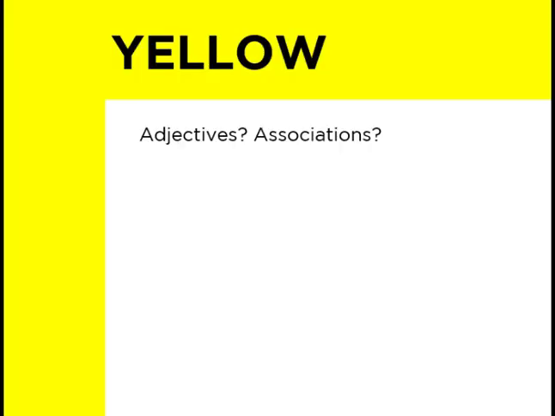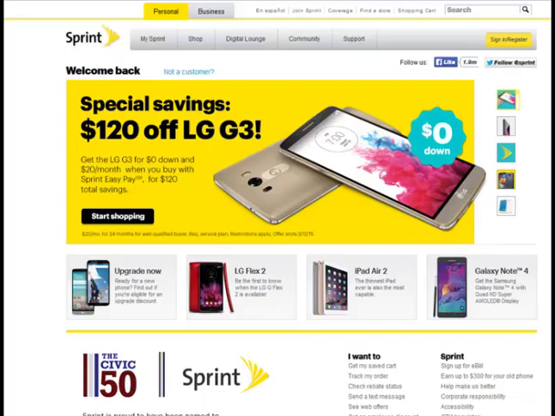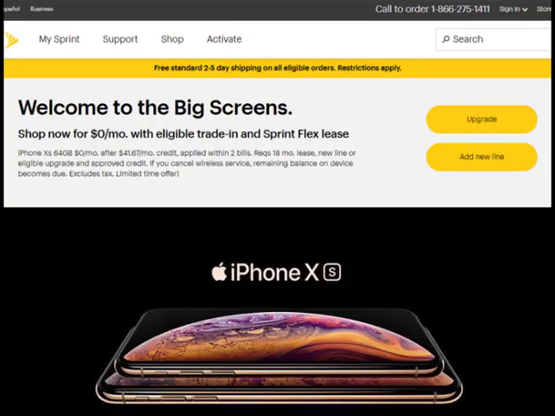What about yellow? What adjectives or associations does yellow bring to mind? Yellow generally, although again this differs across cultures and definitely differs based on the shade or hue, but yellow in Western culture is associated often with cheer and happiness, with energy and optimism. It can sometimes be associated with caution. Before Sprint merged with T-Mobile, the company leaned on the yellow in their logo across their web content, both in earlier versions of their site and more recent versions before they were bought out.